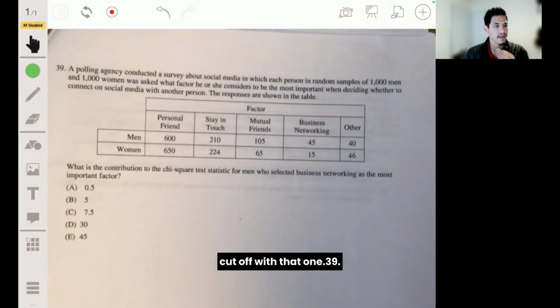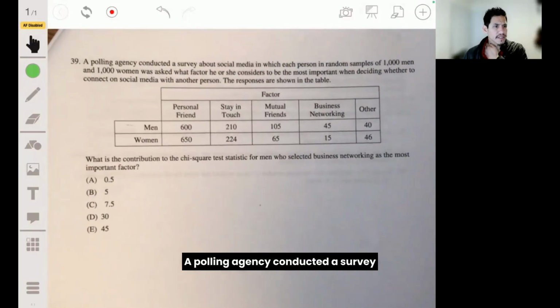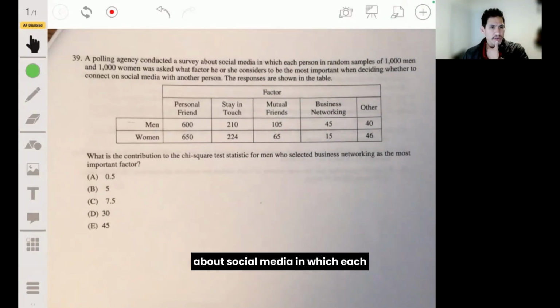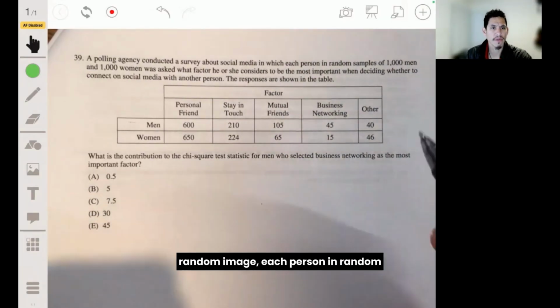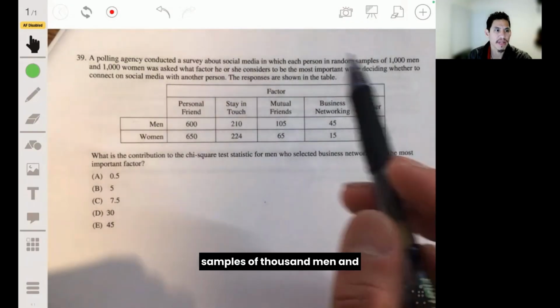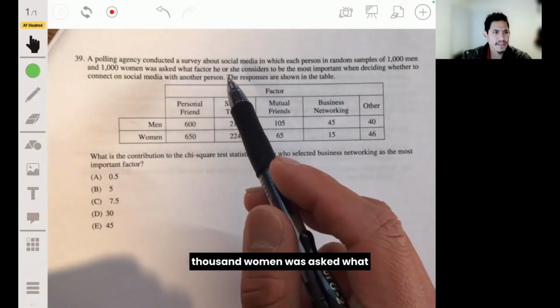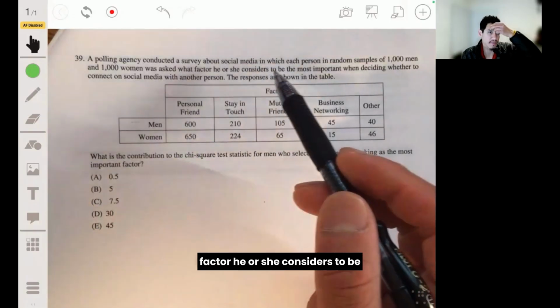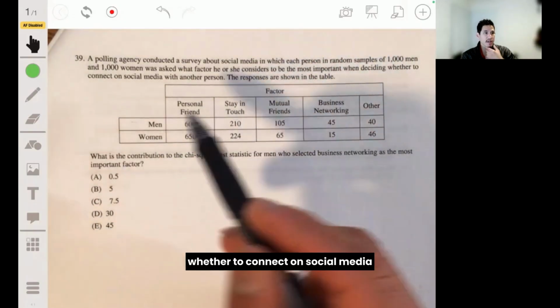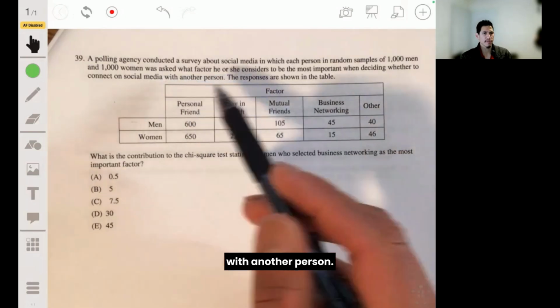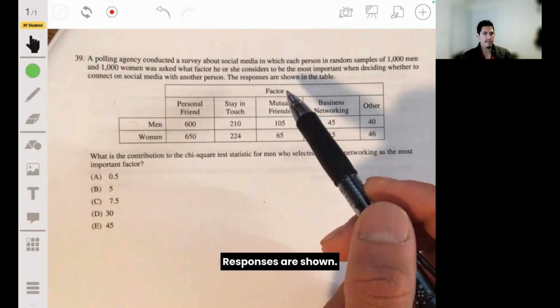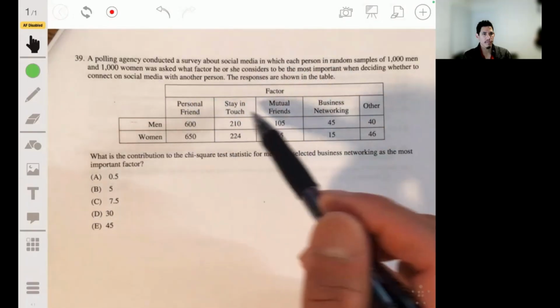All right, 39. A polling agency conducted a survey about social media in which each person in random samples of 1,000 men and 1,000 women was asked what factor he or she considers to be the most important in deciding whether to connect on social media with another person. Responses are shown in the table. Okay.